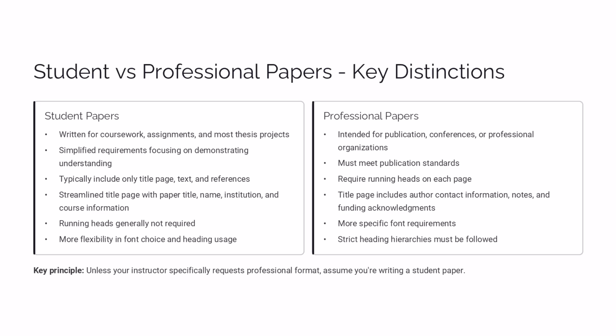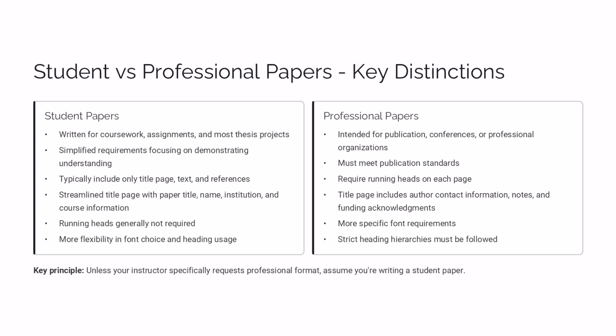Professional papers are those intended for publication in journals, presentation at conferences, or submission to professional organizations. These papers must meet publication standards and include additional elements that facilitate the editorial and review process. Professional papers require running heads, abbreviated titles that appear at the top of each page. The title page for professional papers includes author contact information, author notes, and sometimes funding acknowledgments.